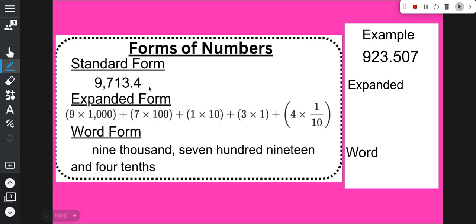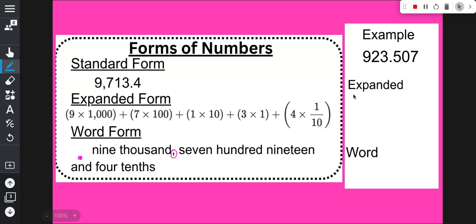To read this number, we can put it into word form. So we have 9,000, we see the comma, so we need to have a comma in our word. 719, that's all our whole number, and represents our decimal. And 4, and we have 4 out of how much? It's in the tenths place value, so 4 tenths.